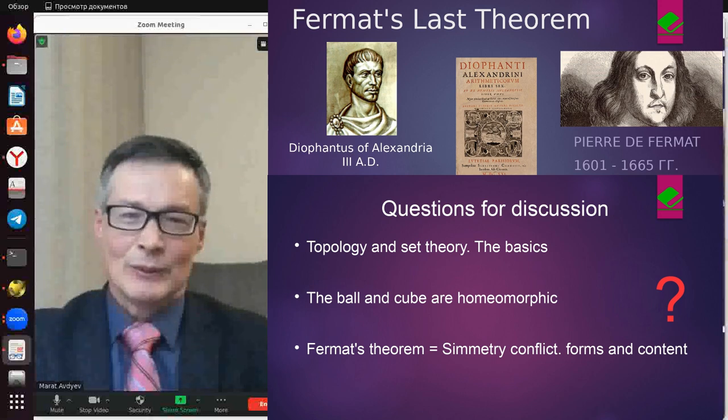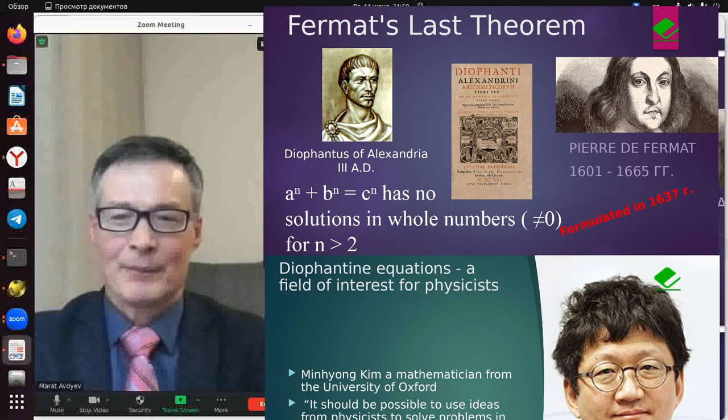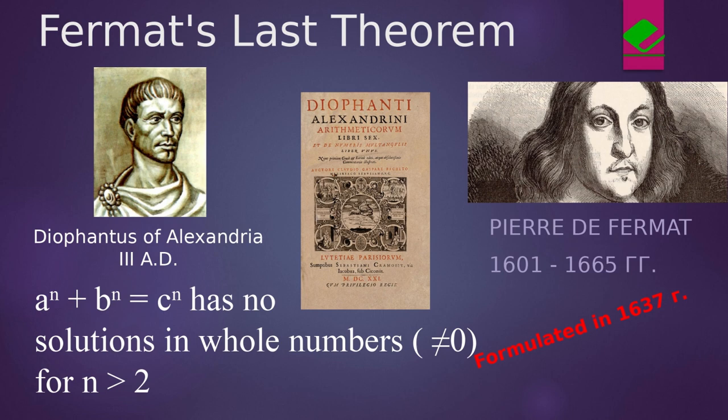Begin from the beginning. Fermat's last theorem was formulated in 1637, and it states that this equation for whole numbers, a to the degree n plus b to the degree n equals c to the degree n, has no solution for n greater than 2, except for 0 values.